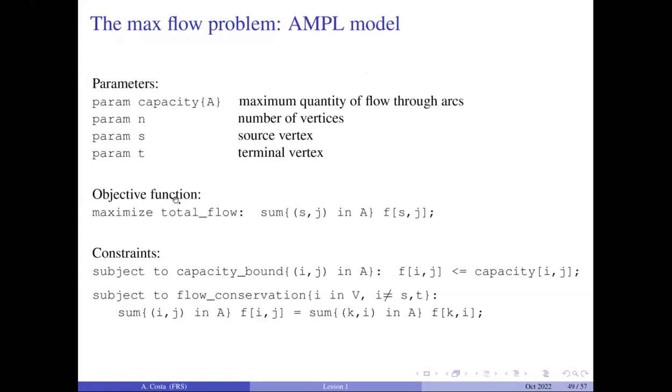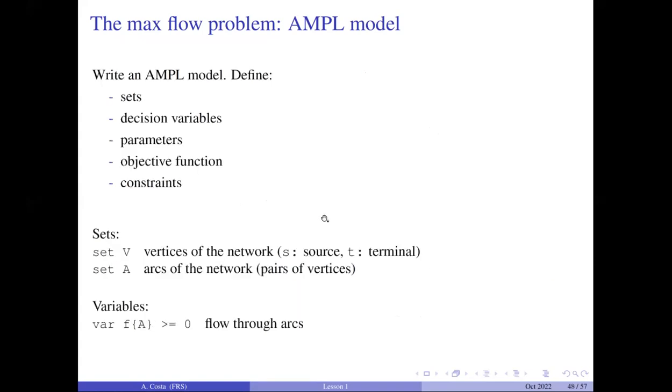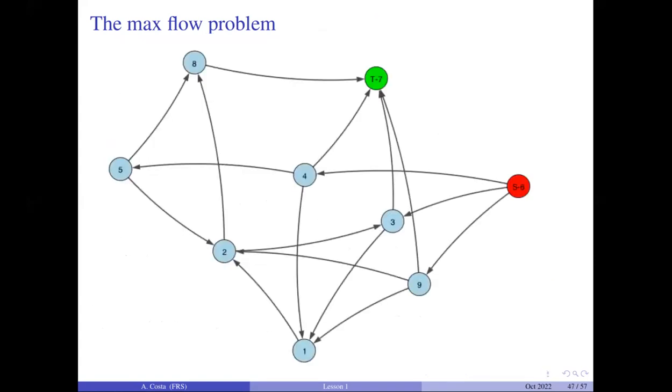What is the objective function in this case? We want to maximize the total flow. The constraints will tell us later what I just mentioned now, but we cannot create material from nowhere. Whatever enters from node 6 must reach node 7. In other words, there is a conservation of the flow.